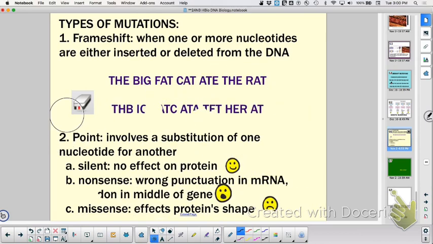Okay, and then this is a page where I kind of summarized all those mutations, and you probably put it in your notes, I'm sure. Just kind of summarize them. Okay, and then that was the end.